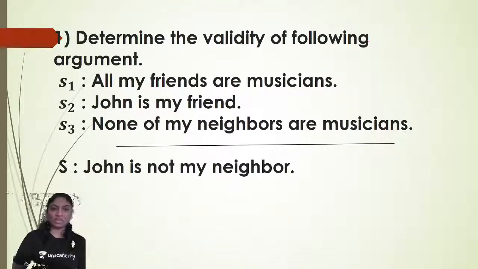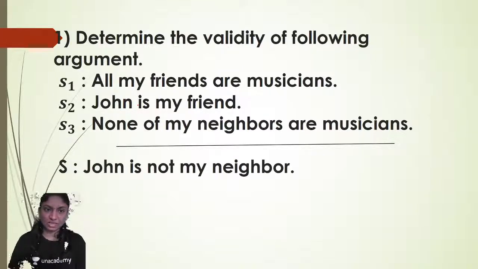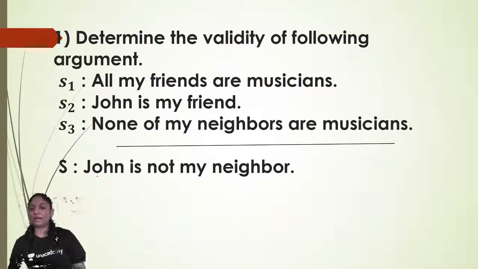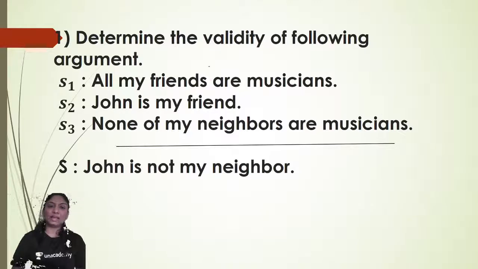Now, what is given? S1 is: all my friends are musicians. S2 is the statement: John is my friend. S3 is the statement: none of my neighbors are musicians. And S is your final conclusion: John is not my neighbor. By combining all these, we will check the validity of this argument.